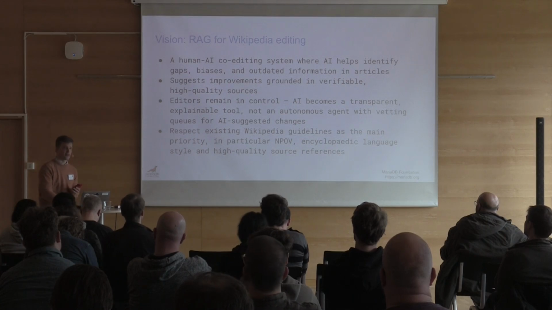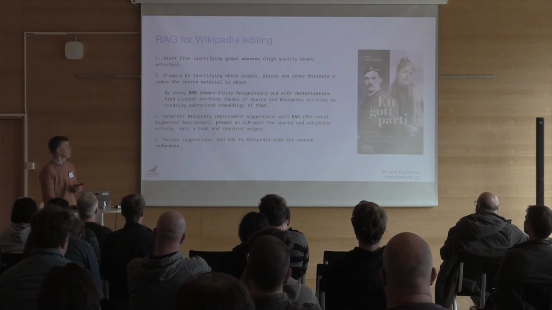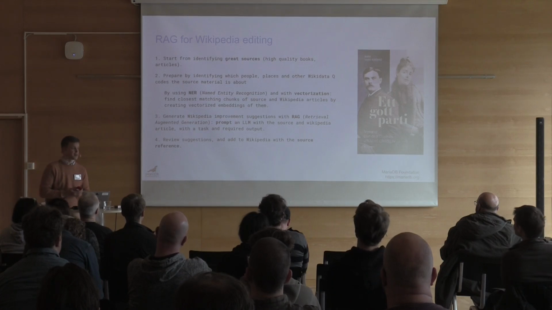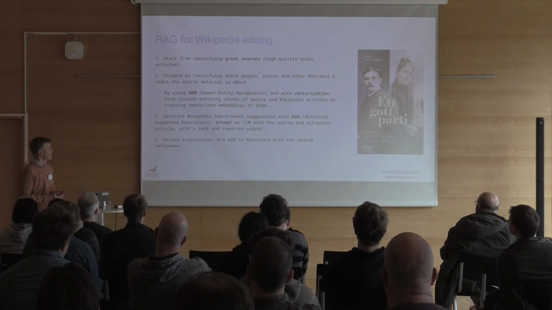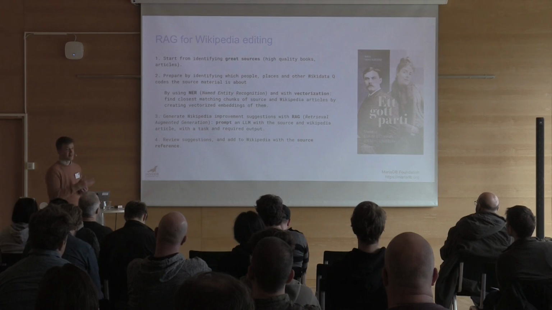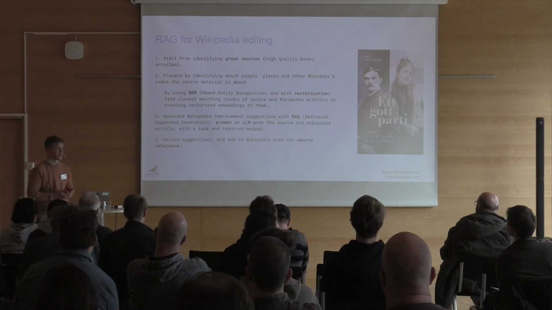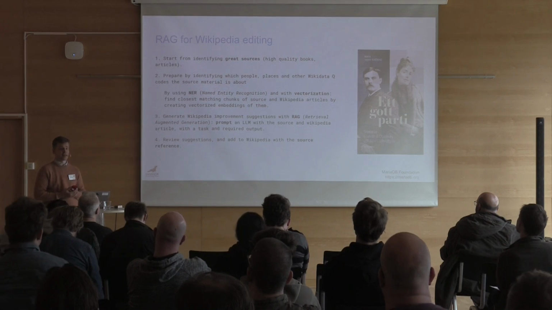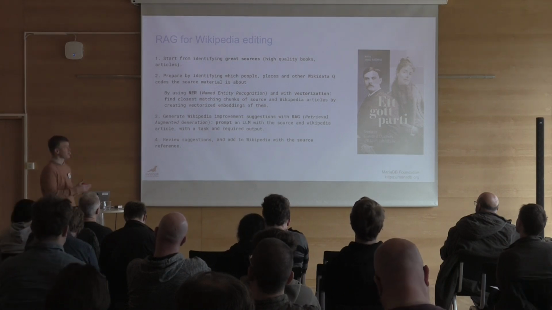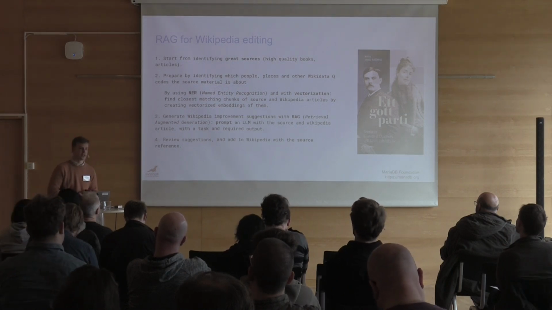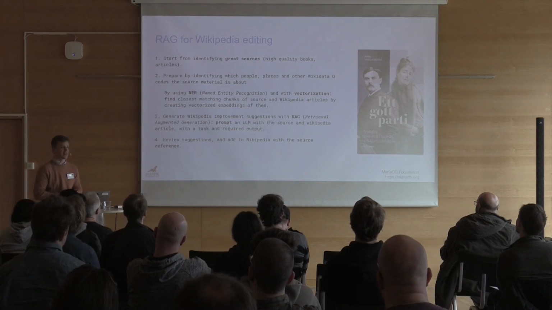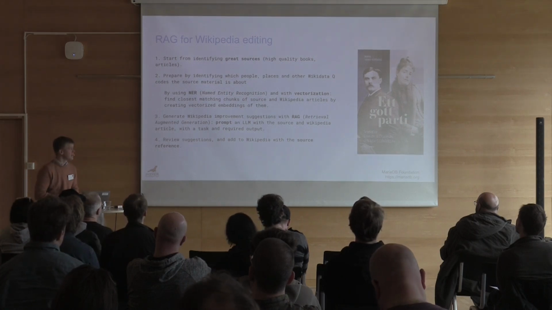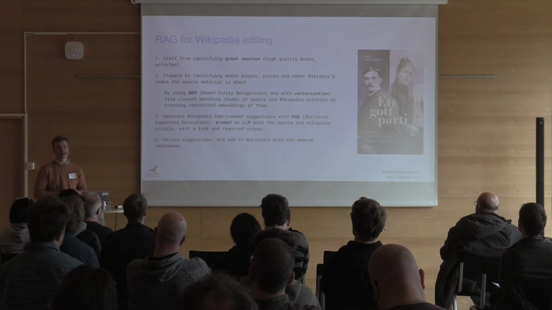So how do you do this with RAG, which I'm mentioning? We did a pilot project for this, and these are our basic steps for how to improve Wikipedia. So start by identifying a great source. We used for this project a book called Et gott parti, which is about Albert Edelfelt and his wife Ellen de Chapelle. Albert Edelfelt was a very important painter in Finland in the 19th century.